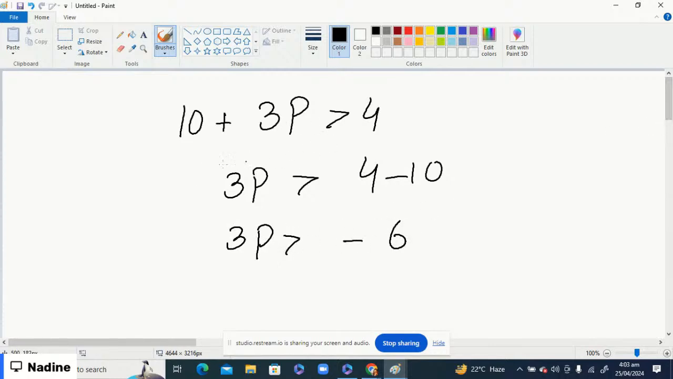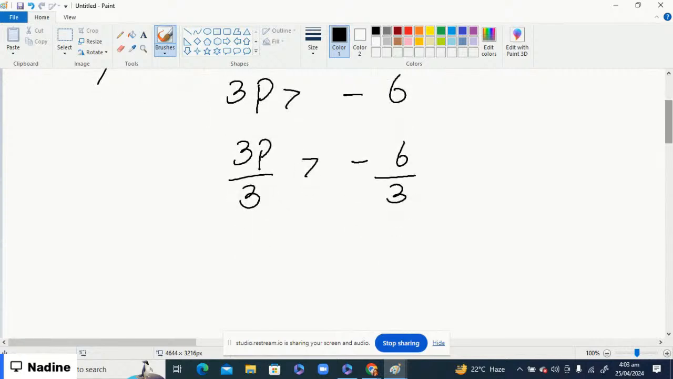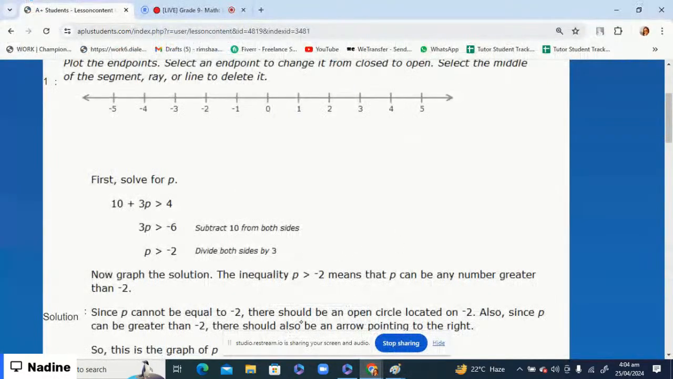Here you are just subtracting 10 from both sides. It's all up to you. Subtracting both sides with 10. Now dividing both sides by 3. So let's divide. What's the answer? 3 times 2 is 6. So here is the inequality that we solved.